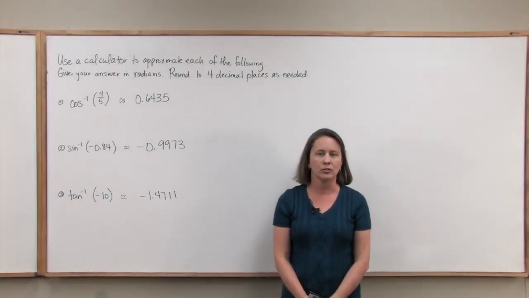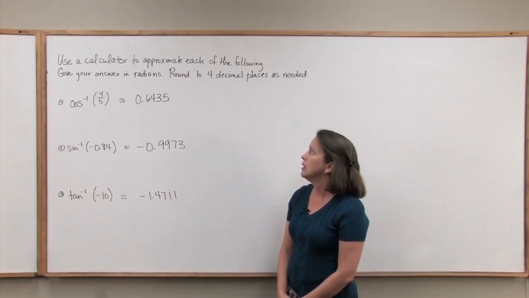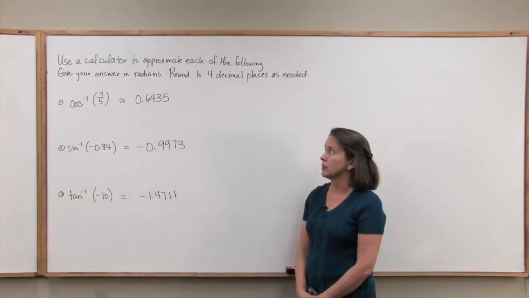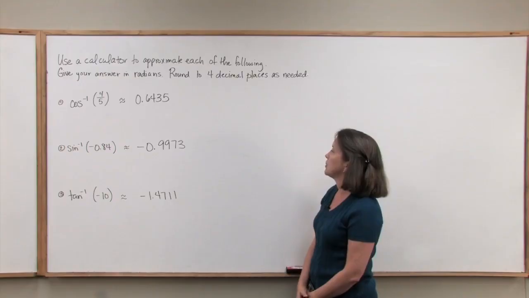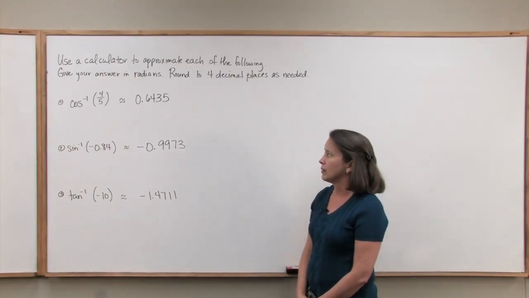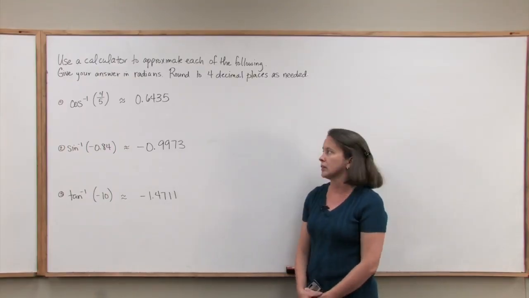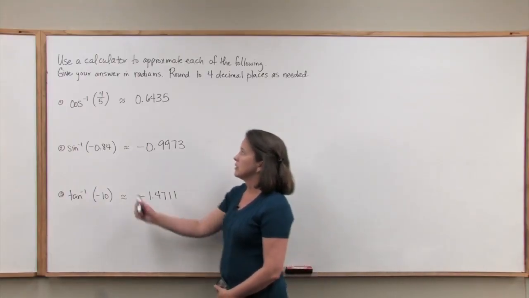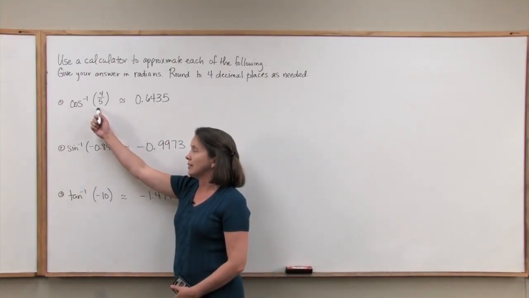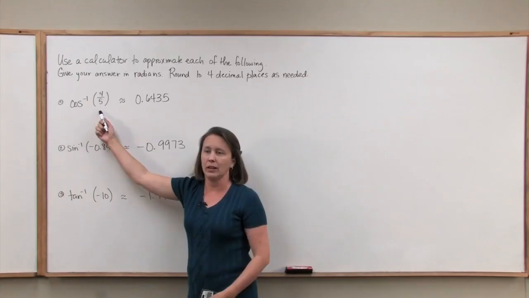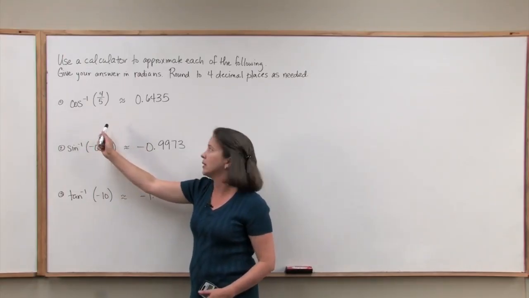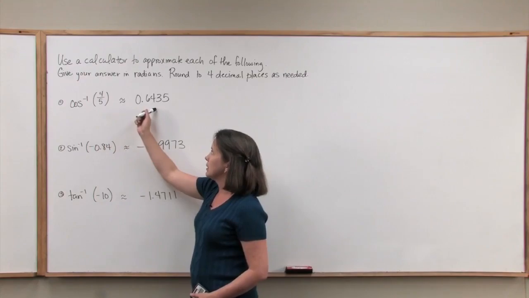Let's look at the instructions for this last group of examples. Use a calculator to approximate each of the following. Give your answer in radians. Round to 4 decimal places as needed. Well, I've already worked these out with my calculator, but I'd like to talk to you about some helpful tips. The first thing is notice that you don't really have any other way to work this problem except for the calculator approximation, because this doesn't remind me of any of the special angles that we know. So how do we get this number?